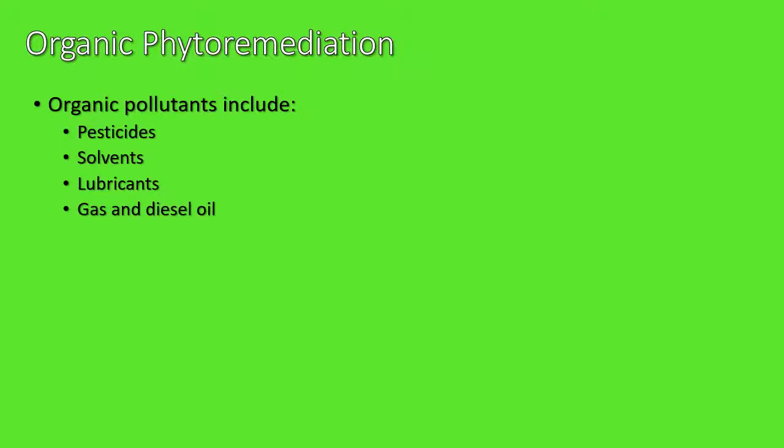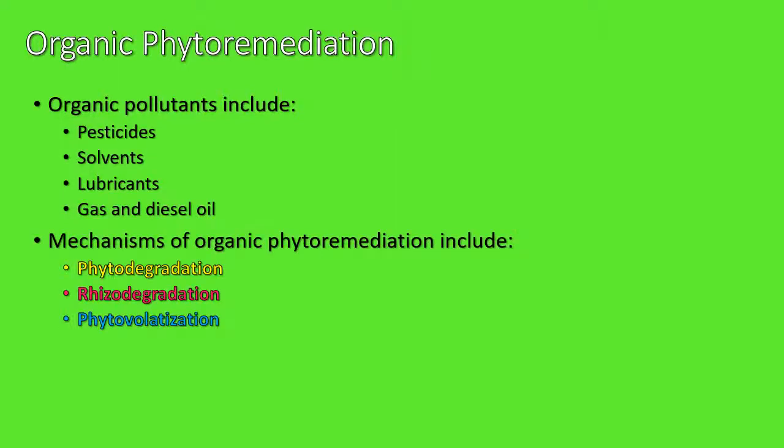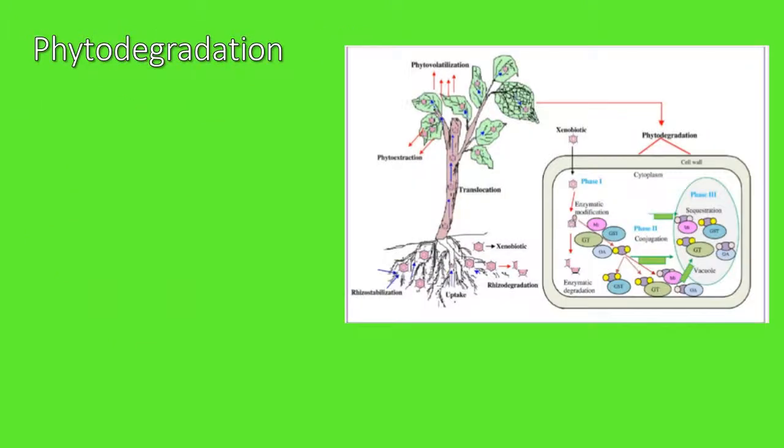All right, so that's it for the metals. Now let's talk about organic phytoremediation. When we talk about organic pollutants, like we've talked about in the past, generally we're talking about things like pesticides or solvents, lubricants, and of course gas and diesel oil, crude oil are all good examples. So the mechanisms that we're going to talk about here are phytodegradation, rhizodegradation, and phytovolatilization. So let's first talk about phytodegradation.